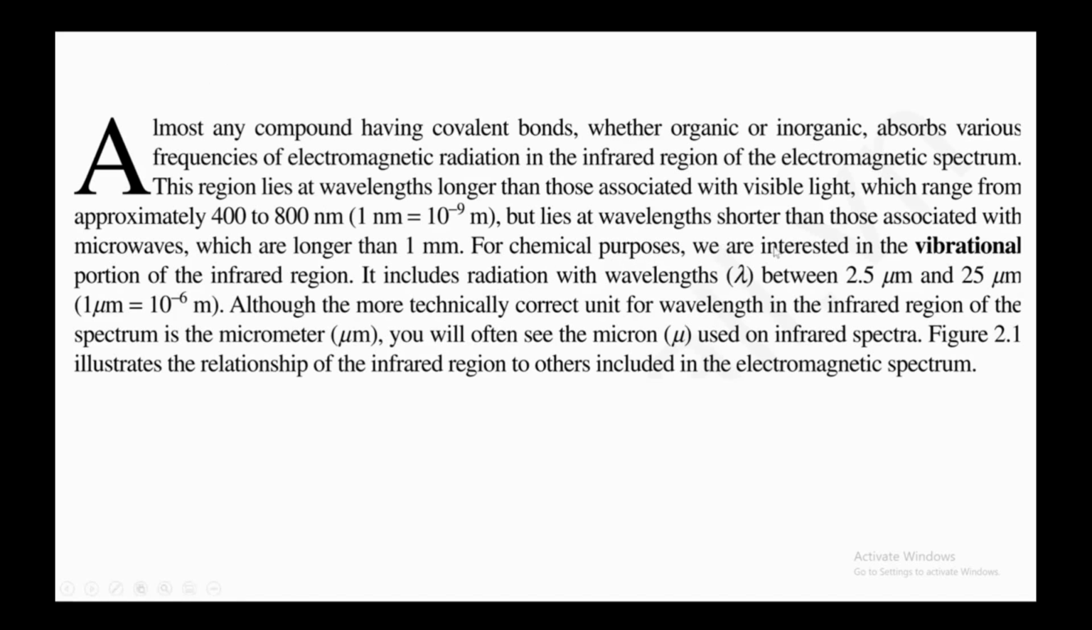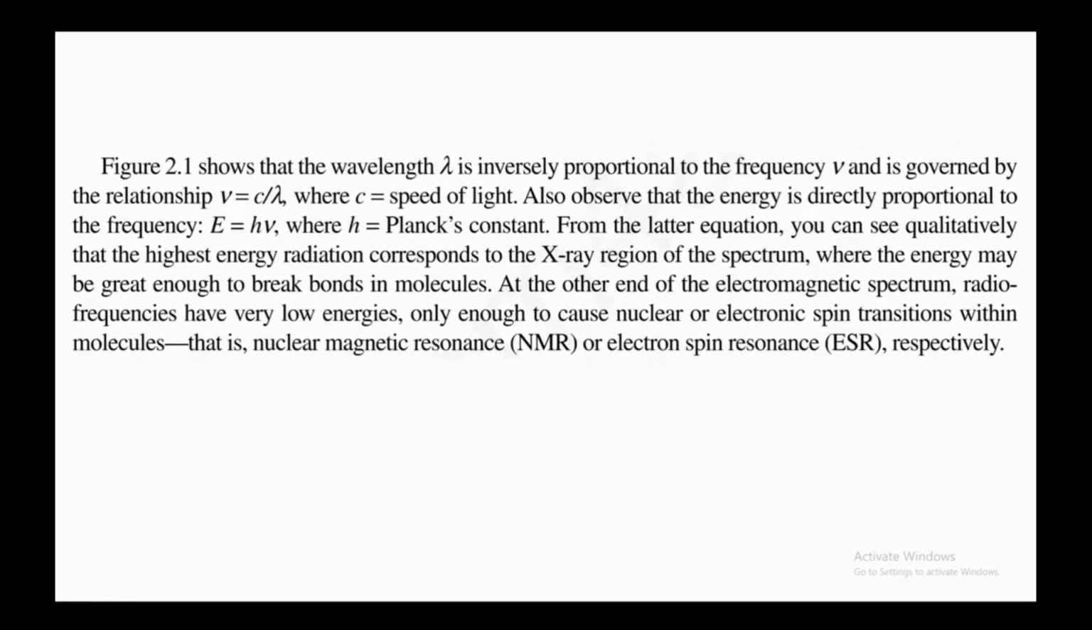For chemical purposes, we are interested in the vibrational portion of the infrared region. It includes radiation with wavelengths, designated by lambda, between 2.5 micrometers and 25 micrometers, and 1 micrometer is equal to 10 to the power minus 6 meters. Although the more technically correct unit for wavelength in the infrared region is the micrometer, you will often see the micron used in infrared spectra. Figure 2.1 illustrates the relationship of the infrared region to the others included in the electromagnetic spectrum.